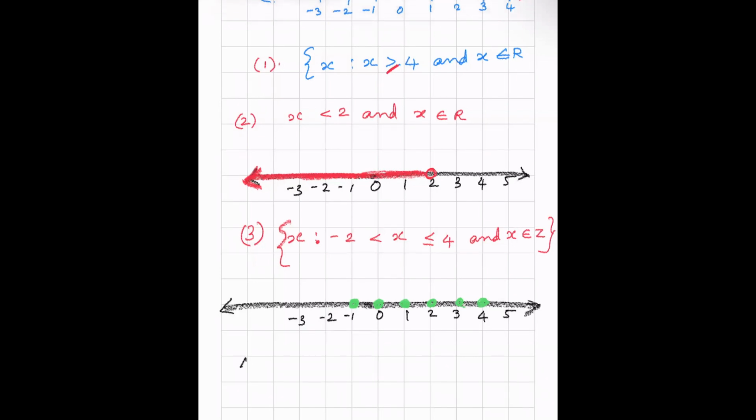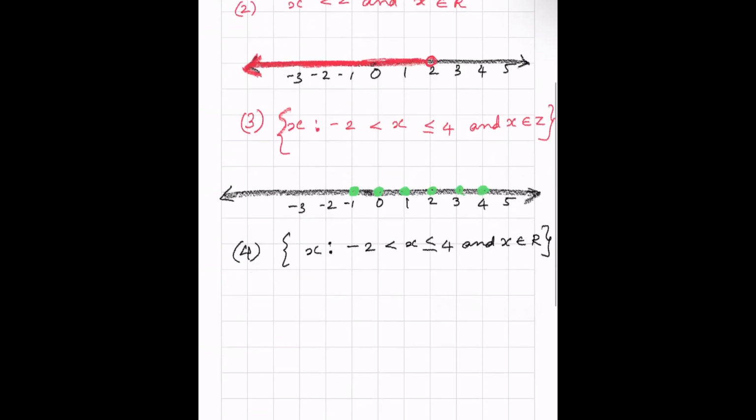Same question, okay? Same question. Now I'm going to say x such that negative 2 less than x less than or equal to 4, and x is an element of real numbers. How do you draw this? Instead of integers, I want to make it x is an element of real numbers. How do you do it?